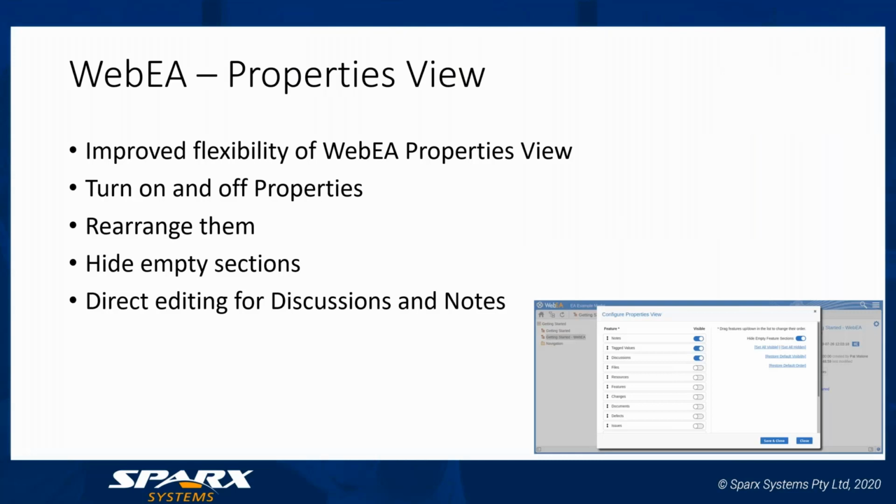Well, WebEA has been one of the main things that's been given an upgrade. We've improved the flexibility of WebEA's property view. So traditionally, you've seen all the property stuff inside Enterprise Architect, so you can view all the elements, all their links, their relationships, their files, their resources, similar to the inspector view we saw earlier. But now you can turn what you want to see on and off inside a nice, handy configure properties view. You can hide the empty sections. You have the ability for direct editing of discussions, notes, etc.